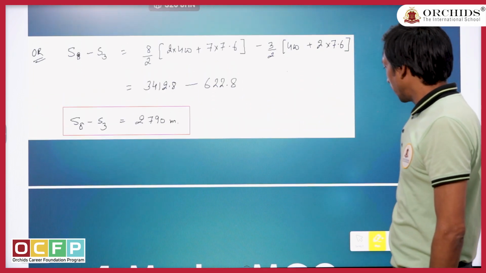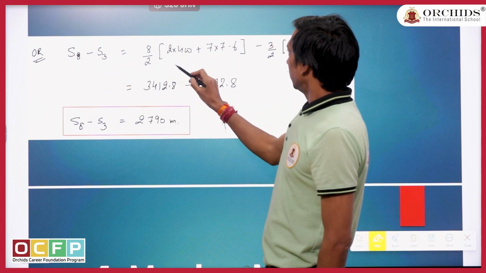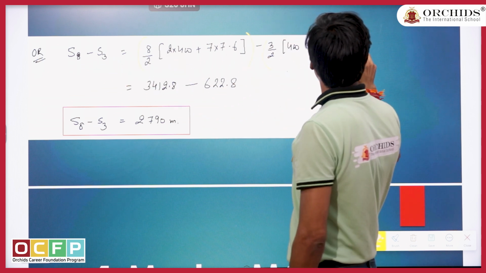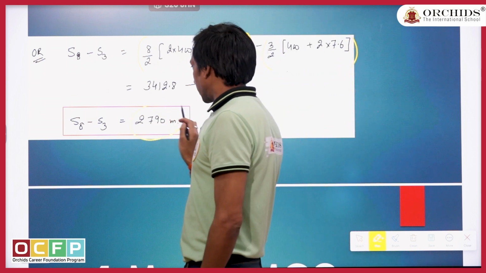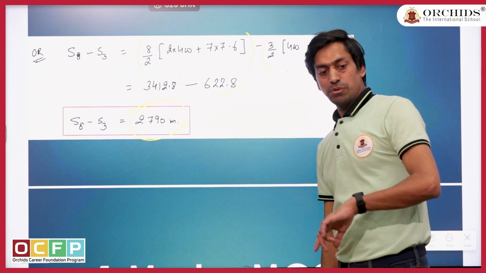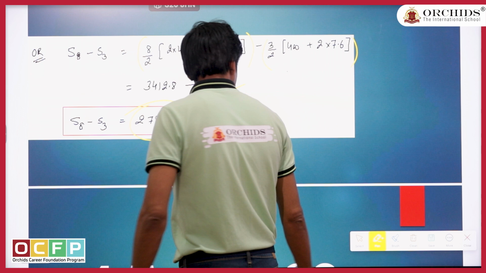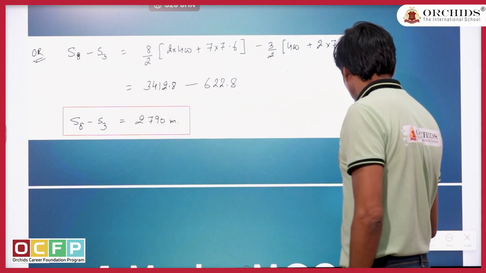You just substitute the values, S8 minus S3. Individually you have to substitute these values, and when you solve this, you will get the answer equal to 2790 meters, which is the distance covered from the 4th track to the 8th track by the student. So this is how we have to solve the last part of the problem.